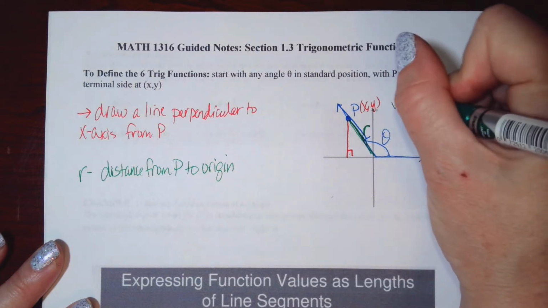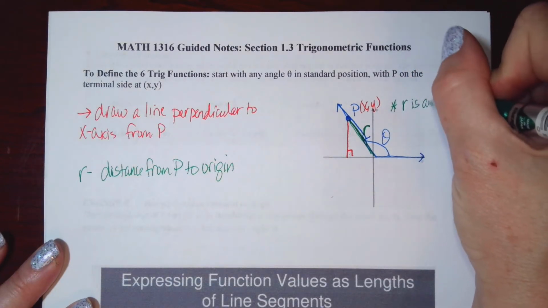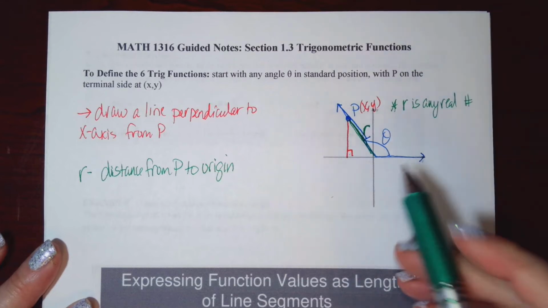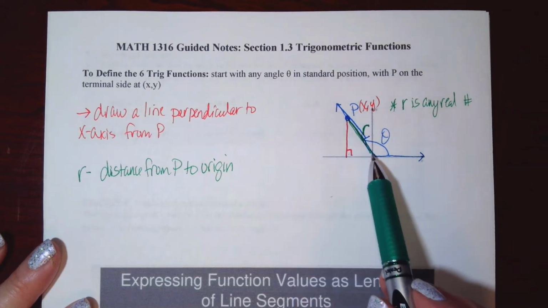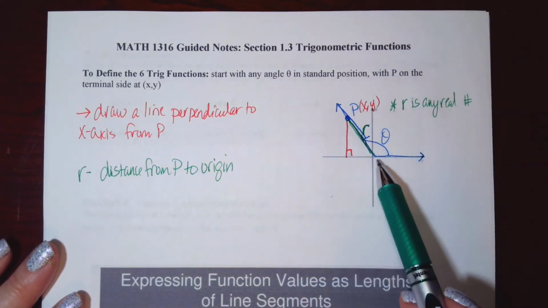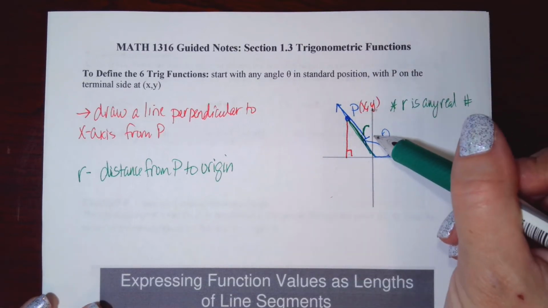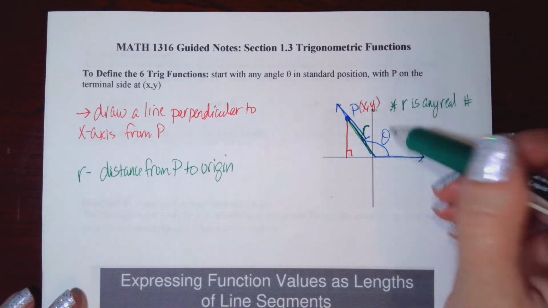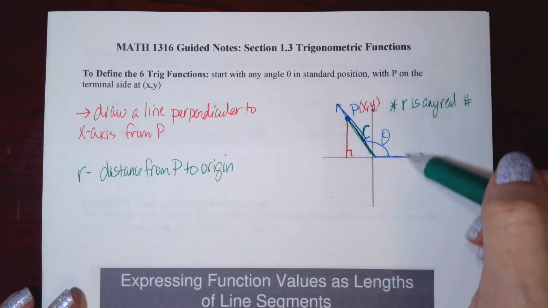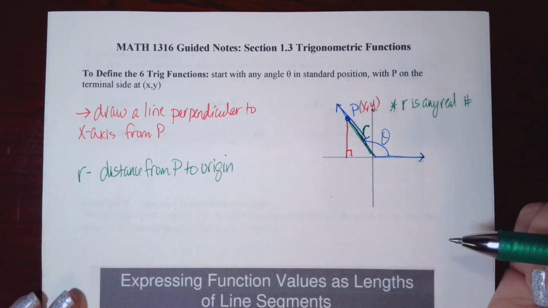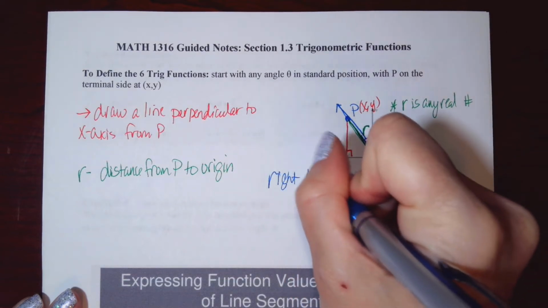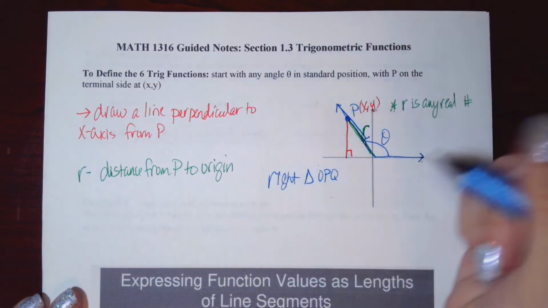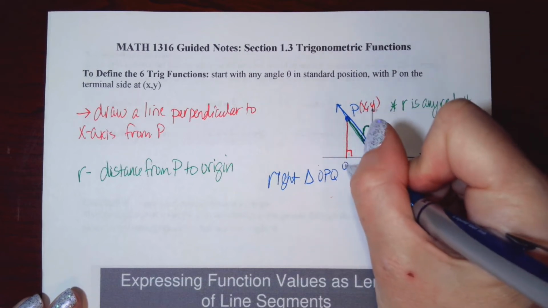Now, r is any real number. It can be any distance. It can be any length. My point P could be as far out as I wanted it to be or as close in as I wanted it to be on this terminal side of my angle. Think of r as standing for radius. If I continued to rotate this angle, that would be the radius of the circle that would form. So I have created a right triangle, OPQ, where this is my origin, and we're going to say this is point Q here.